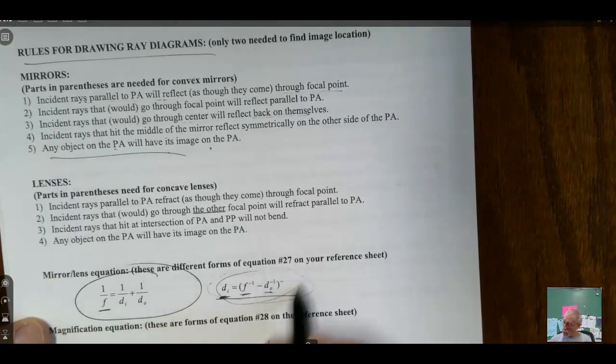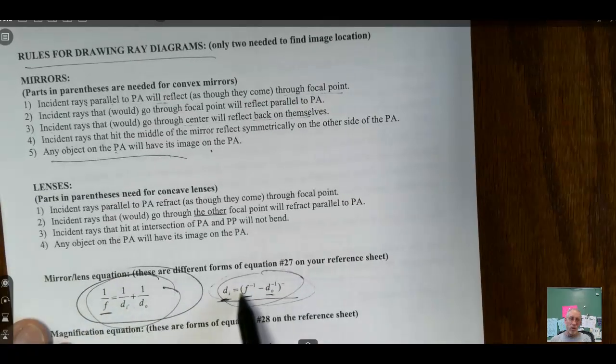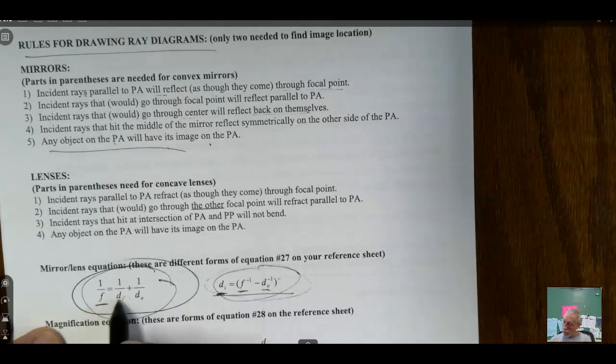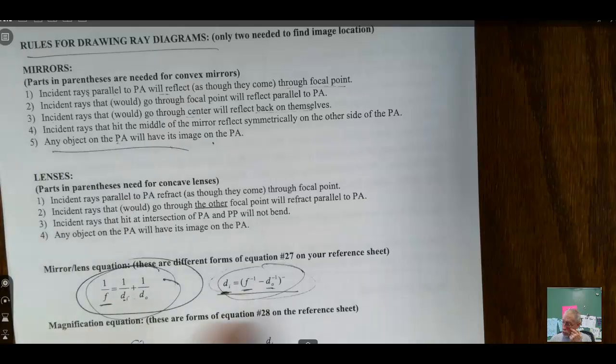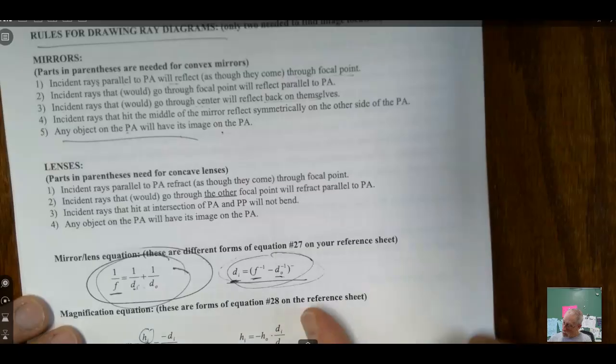I promise you this is identical to that. We just, instead of writing it as fractions, we write it as powers to the -1, just a little easier. And I have solved for DI. So I did a little algebra manipulation to get DI by itself. It just involves some subtraction, okay?